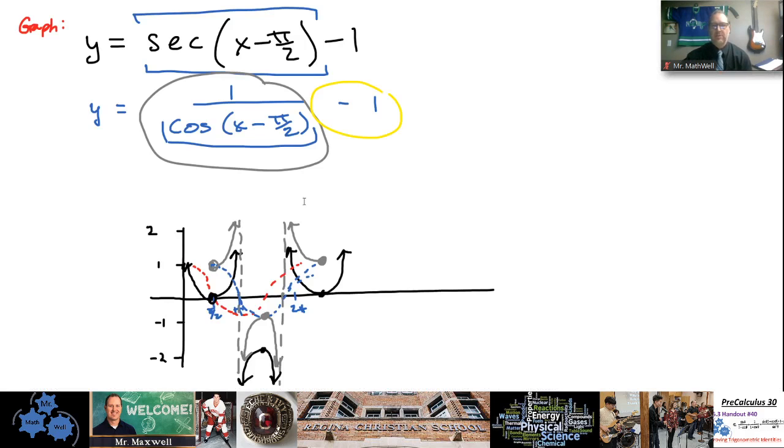So that's how you graph secant. You have to focus on 1 divided by cos, and then go from there.